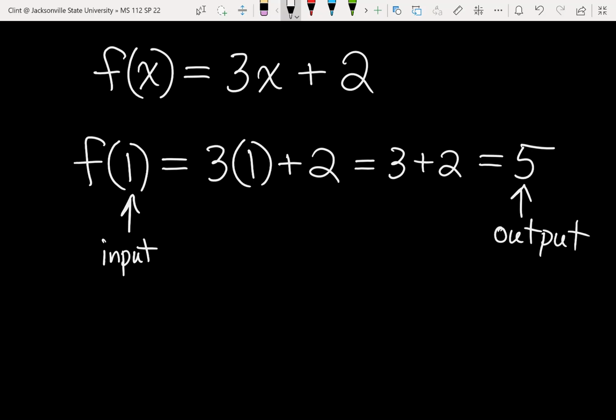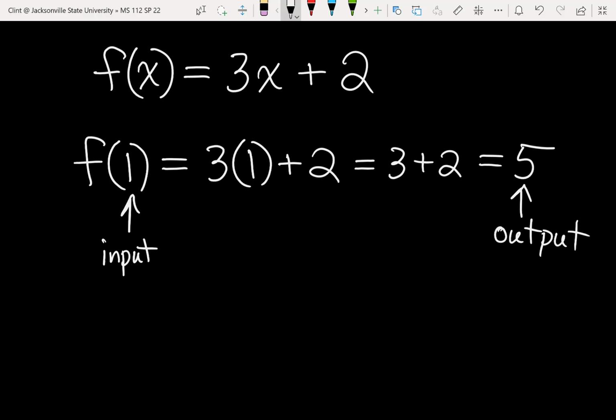Questions so far? I know we're looking at some real basic things here, but we're trying to think about it in a specific way. We're trying to think about it from the perspective of functions and not just crunching numbers.